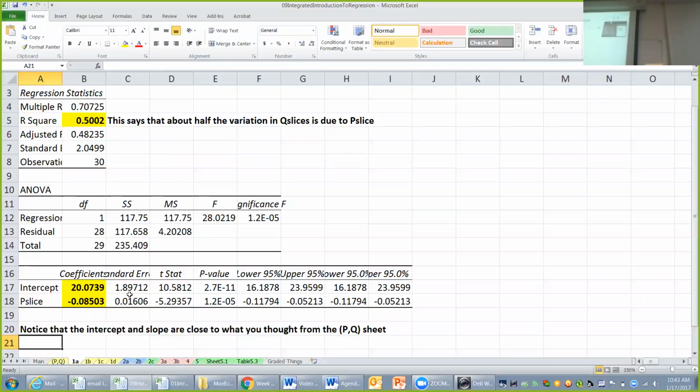All right, so this is measuring the sensitivity. So a 1 cent increase in the price of slices will lead to a 0.085 decrease in quantity of slice. That's it. So that is our estimation. That is our estimation of demand. Okay, cool on that?